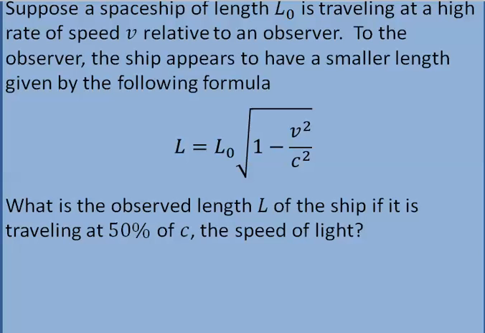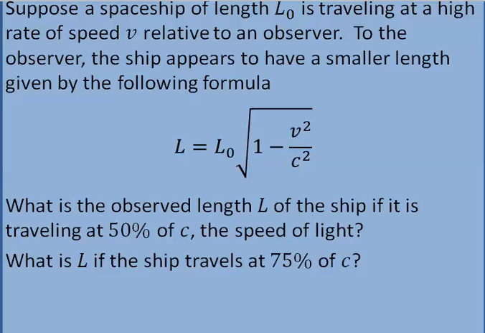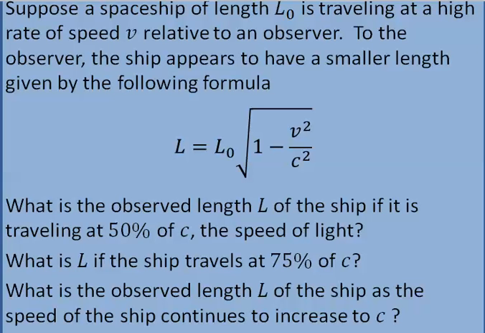All right, so here are the questions that are posed. First question is, what is the observed length of the ship if it is traveling 50% of the speed of light? What about traveling at 75% of the speed of light? And in fact, what is the observed length of the ship as the speed of the ship continues to increase up to c? So as the velocity of the ship gets closer and closer to the speed of light, what is happening to the observed length of the ship? That is a limit question.